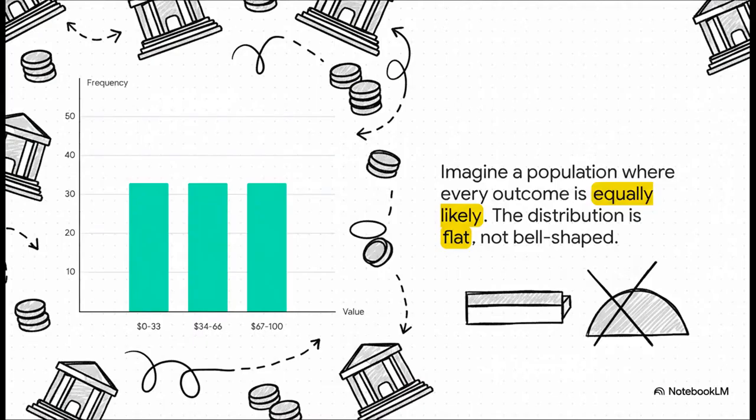So let's start with a population that is not a nice, neat bell curve, not at all. Imagine we're looking at corporate capital spending, which is uniformly distributed. That just means a company is just as likely to spend a little as it is to spend a lot. The graph for this looks flat, kind of like a rectangle, nothing like a bell curve.